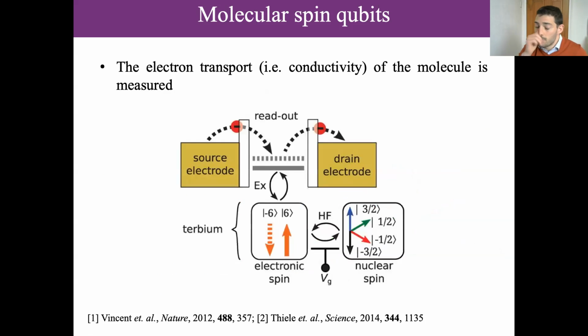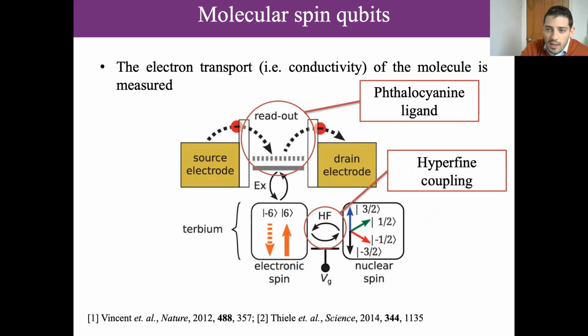And so this is basically the schematic of the experiment. You put an electron on, as you're doing a conductance measurement, that sits on the phthalocyanine ligand. That couples via exchange coupling to the total angular momentum of the terbium, which is then coupled via hyperfine to the nuclear spin. So you get this sort of two-stage decoupling, as Wolfgang puts it, in your experiment.